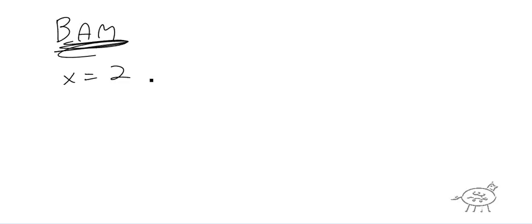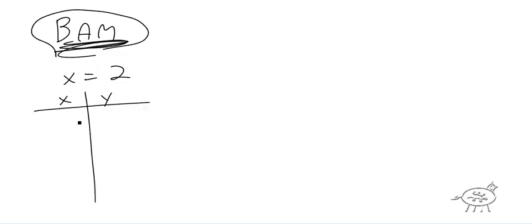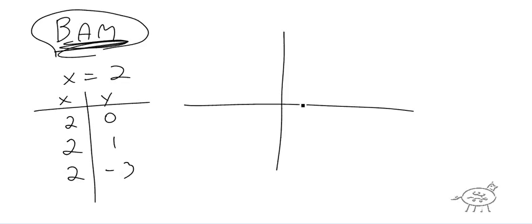Well, I want to point something out first, and then I'll give you guys a shortcut, because BAM means we're going to go through it really fast. Do you guys agree if I make a t-chart, x is always 2? So if y is 0, x is 2. If y is 1, x is 2. If y is negative 3, x is 2. Do you guys agree that this t-chart is very acceptable for x equals 2, because x always equals 2? Y can equal anything. All right, so let's plot this: (2, 0), (2, 1), and (2, negative 3).